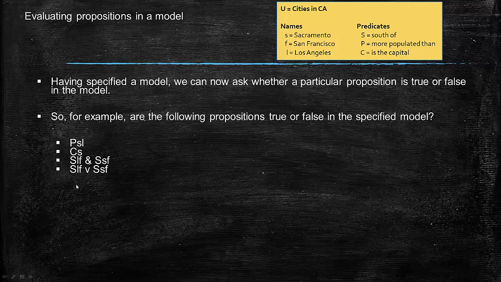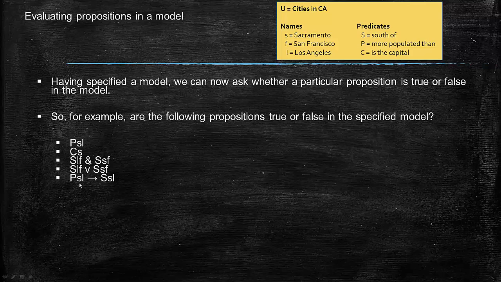Okay, is this true in the model? Los Angeles is to the south of San Francisco. Well, that's true. And since this is a disjunction, we don't even need to evaluate the second one. So this is true.